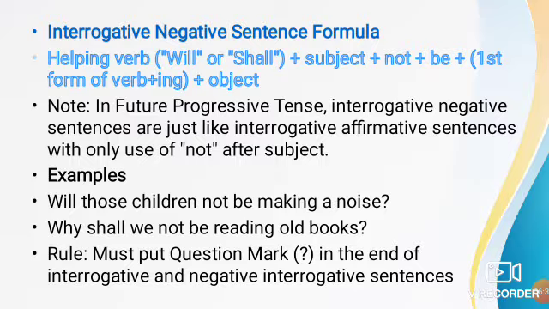So the difference between interrogative sentences and interrogative negative sentences is that we just put not after the subject. Will these children not be making a noise? Why shall we not be reading old books? Here you can see why.